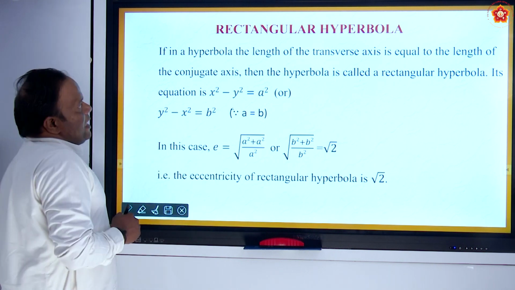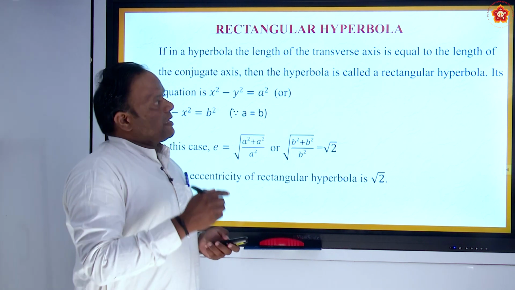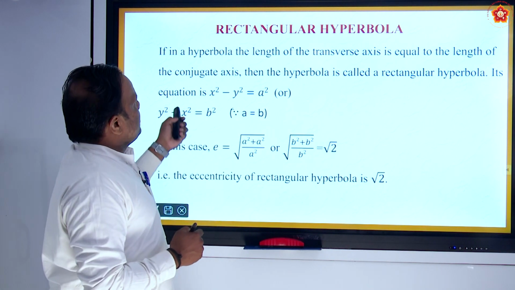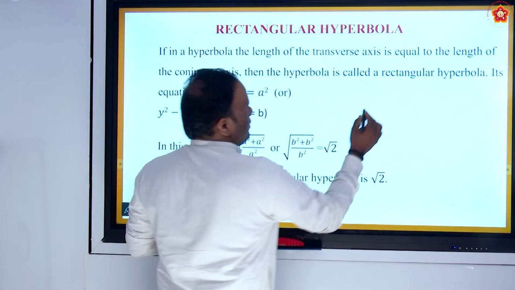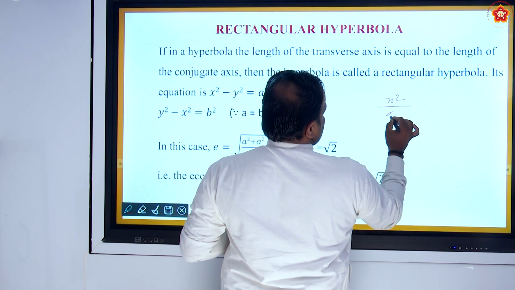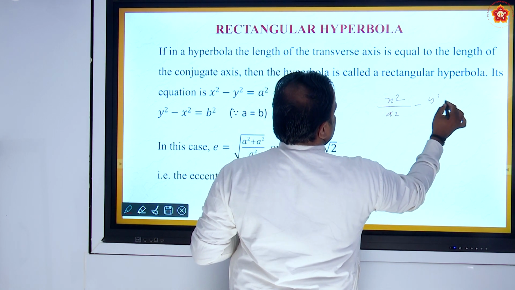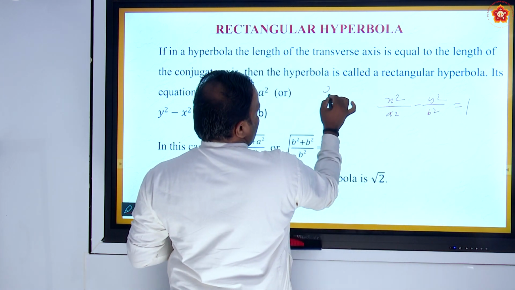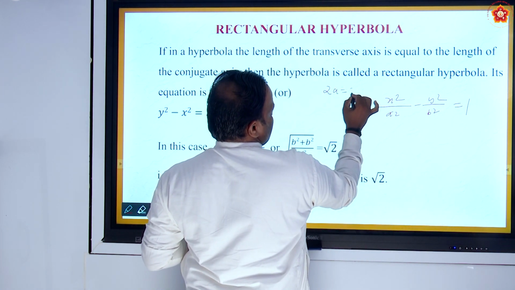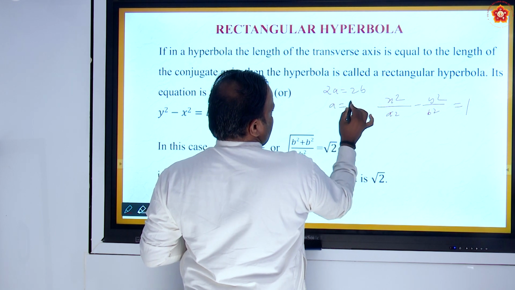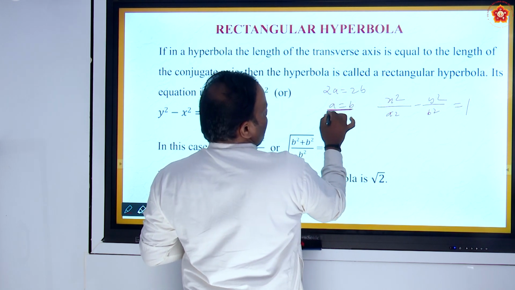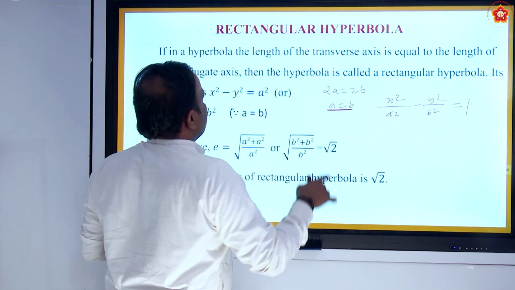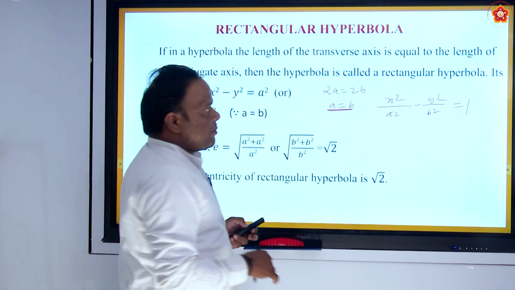If in a hyperbola, the length of the transverse axis is equal to the length of the conjugate axis. We know the equation of hyperbola is x square by a square minus y square by b square equal to 1. So, length of transverse axis is 2a, length of conjugate axis is 2b. The 2 gets cancelled, a equal to b. When a equal to b, means 2a is equal to 2b, then the hyperbola is said to be rectangular hyperbola.